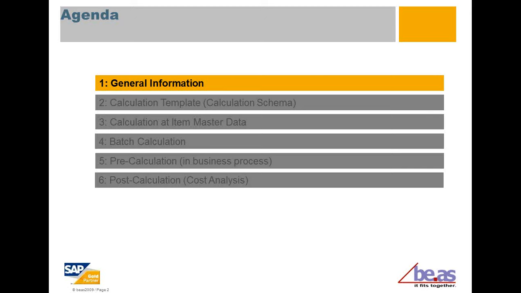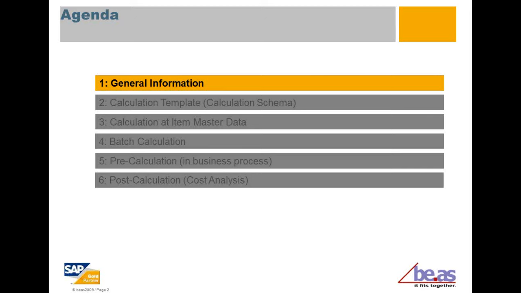The second topic will be the calculation template, or calculation schema, as we call it normally in BIAS: what is the structure of the cost you can include into the items you will produce. We will see how the calculation at item master data works, and I will show some examples regarding the batch calculation. It is the way to calculate several costs for several items in only one process.